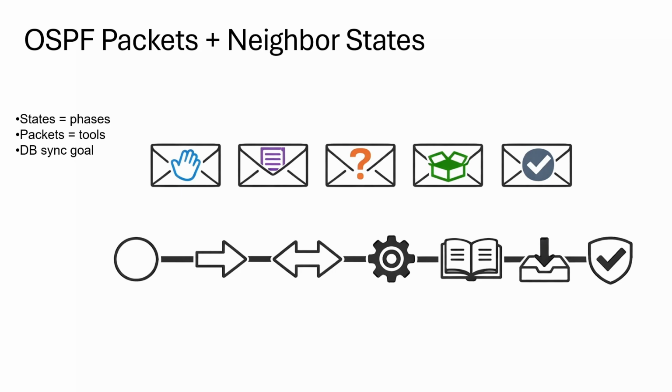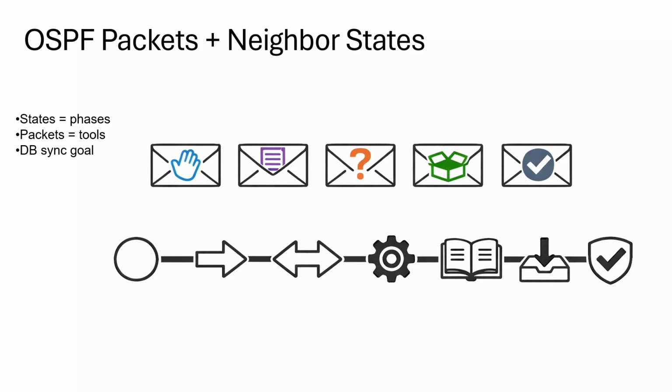Today we're combining two things that people always search together: OSPF packet types and OSPF neighbor states, because on their own they feel like two separate lists that you're forced to memorize. But in reality, they are the same story, just from two different angles. Neighbor states tell you where you are in a relationship, but packets are what you exchange to move to the next state in that relationship.